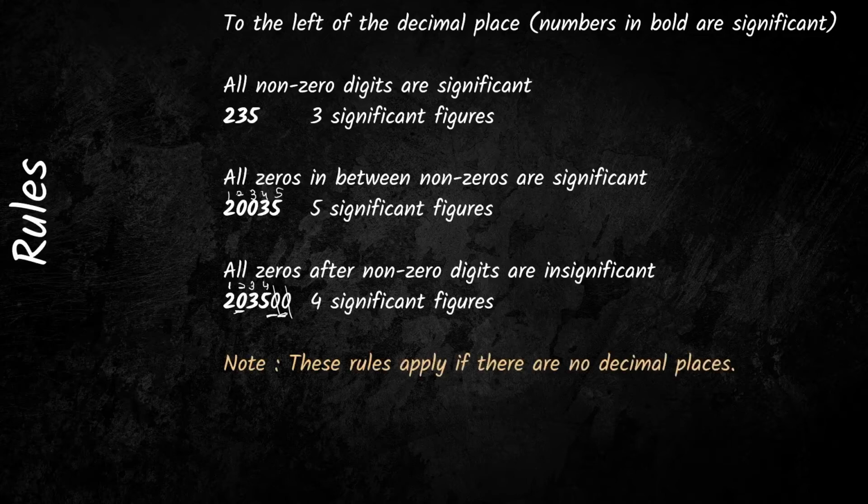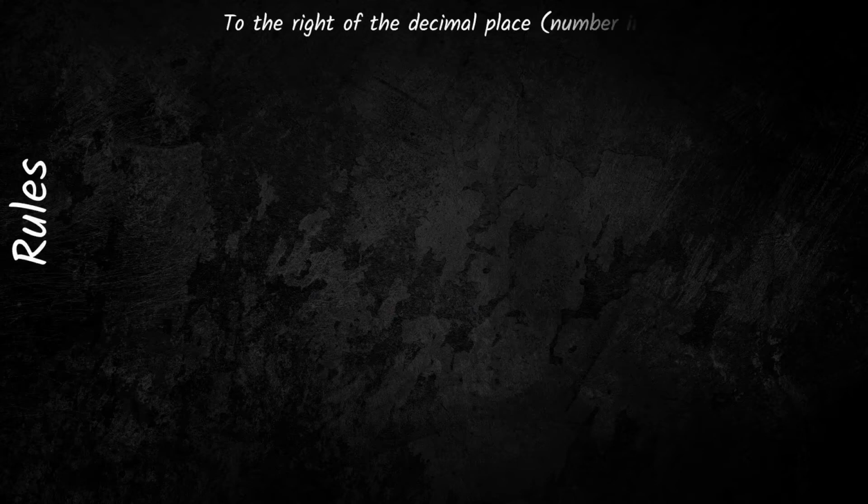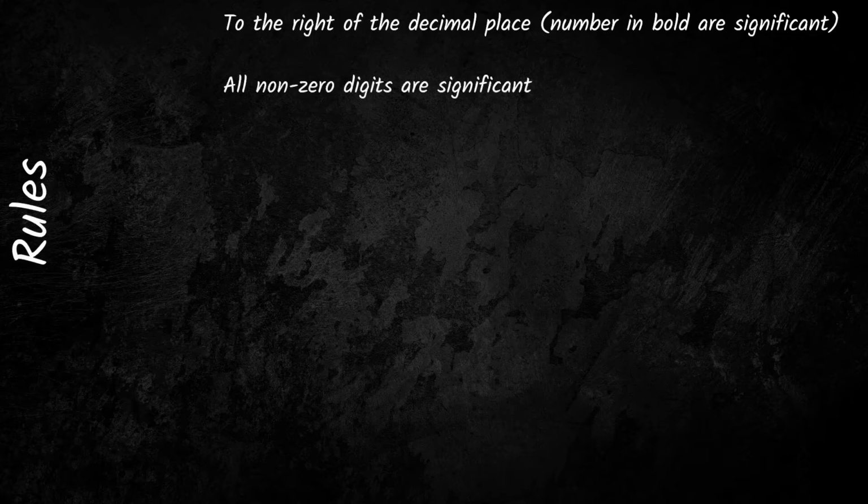Now, like I said earlier, these rules only apply if there are no decimal places. The rules for digits to the right of the decimal place are pretty similar, but one or two rules are going to be different. The very first one, all non-zero digits are significant. It's the same. So 3, 4, 5 are significant figures.